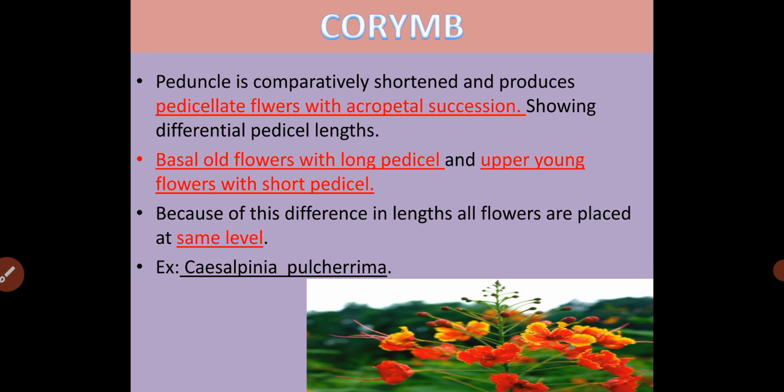Basal old flowers having the long pedicel and upper younger flowers having the short pedicel. Because of the difference in the length of pedicel, all flowers are placed at the same level, as seen in case of the Caesalpinia pulcherrima.